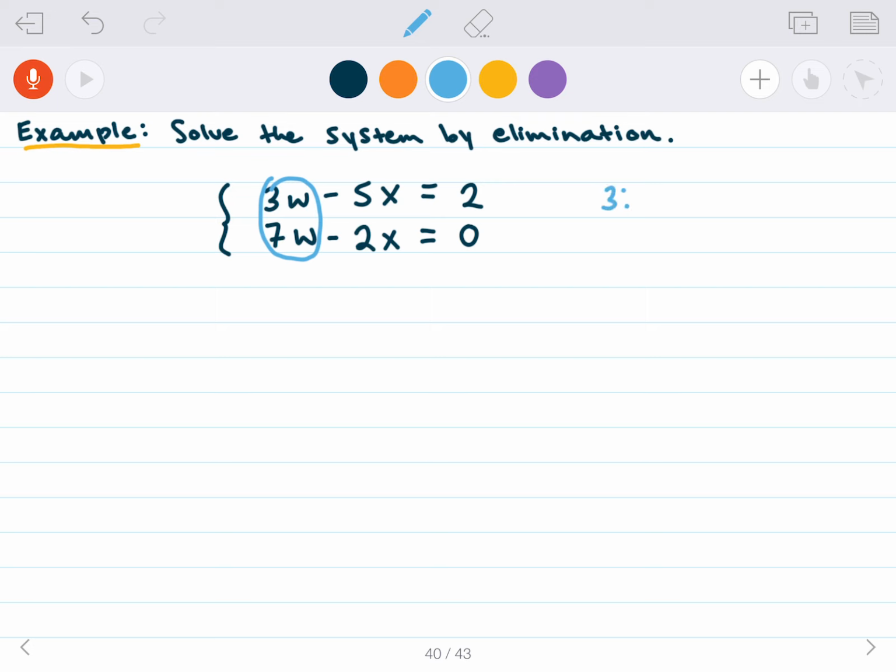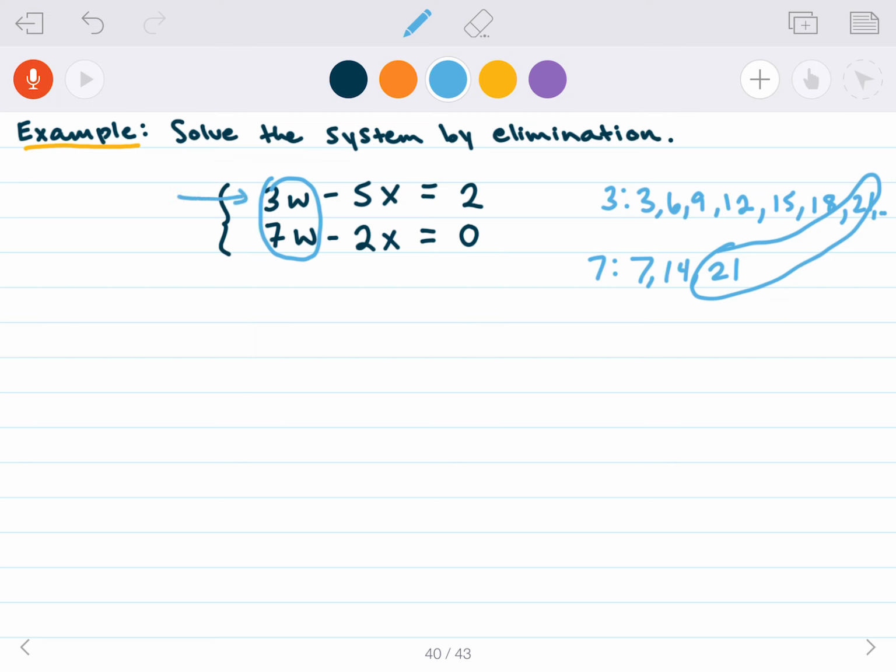So for 3, 3 times 1 is 3, 3 times 2 is 6, 3 times 3 is 9, 12, 15, 18, 21, etc. And 7 is 7 times 1, 7 times 2, 7 times 3, and I stop because I found a match. 21 is the least common multiple. So my goal is to make this a positive 21, and I want to make this a negative 21.